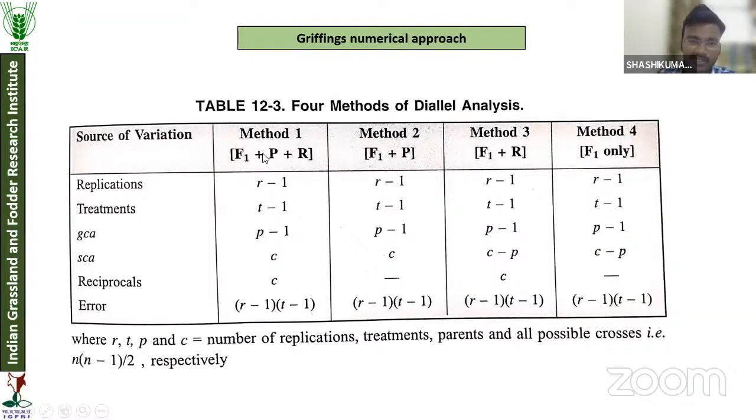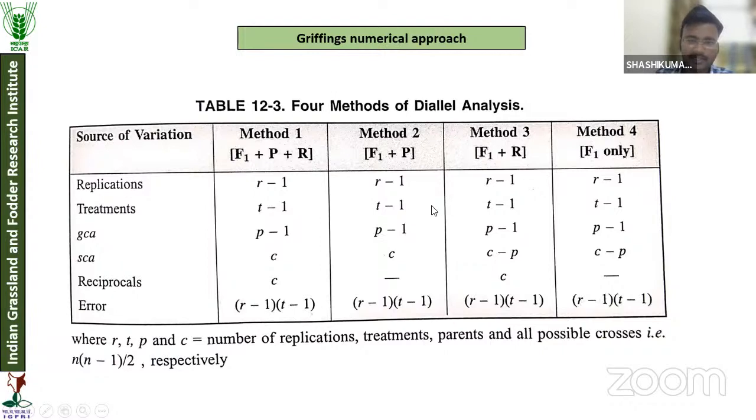Based on this, there are four methods. In method one, F1, parents and also reciprocal crosses are used. In method two, only F1 and parents are used. In method three, reciprocal crosses are used. In method four, only F1s are used. So here, the error degrees of freedom is (R minus 1) into (T minus 1).